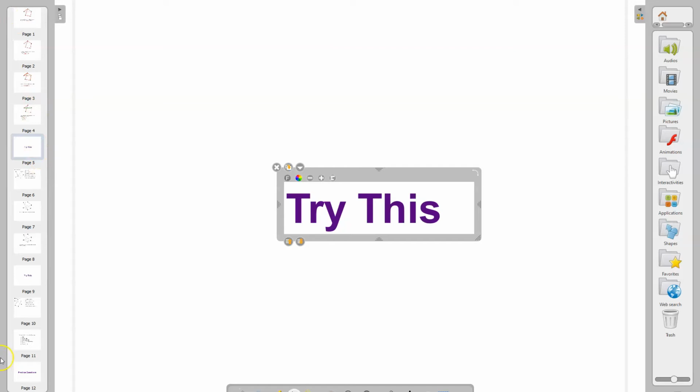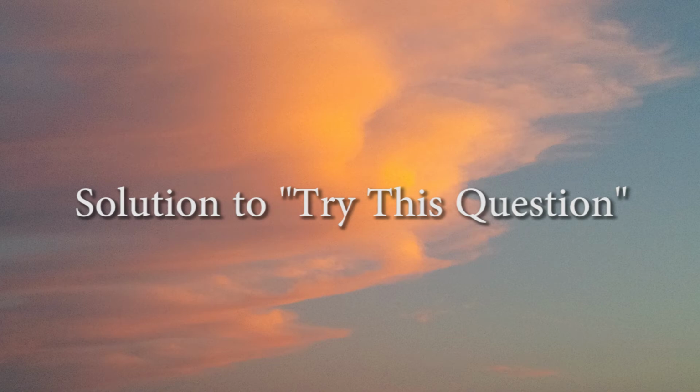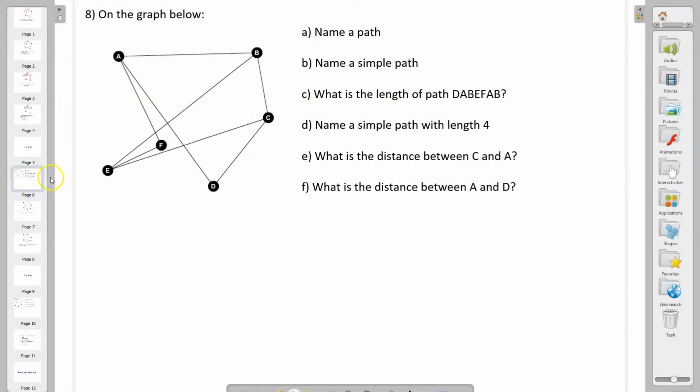Try this question on your own. On the graph below, name a path, name a simple path, identify the length of the path specified, name a simple path with a length of 4, and then determine what is the distance between C and A and what is the distance between A and D. Let's start with the first one.